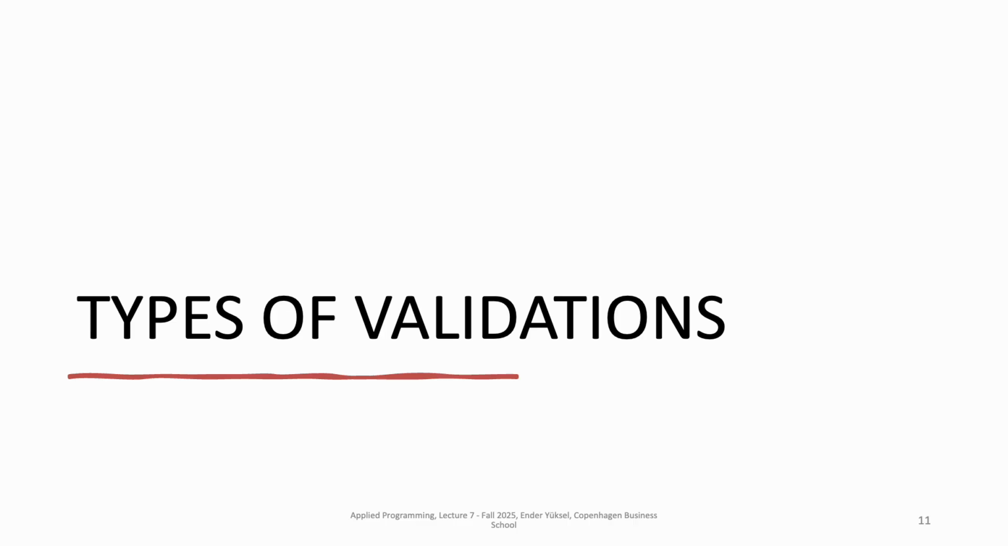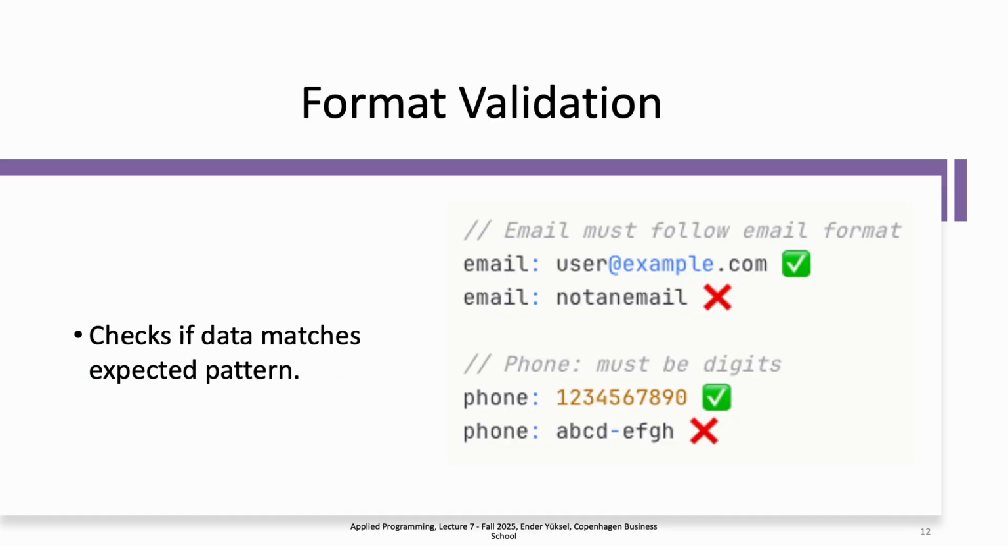Let's look into the types of validations. Here we will also have examples of what we are talking about. The first type is format validation. We are checking if the data matches the expected pattern. Let's look at the example. So an email has to have a certain pattern. So for example, we should have this symbol, and then usually there's this domain name which is formed by a name and then an extension after that. In this example it's .com.